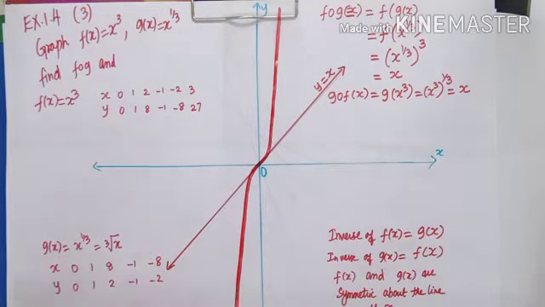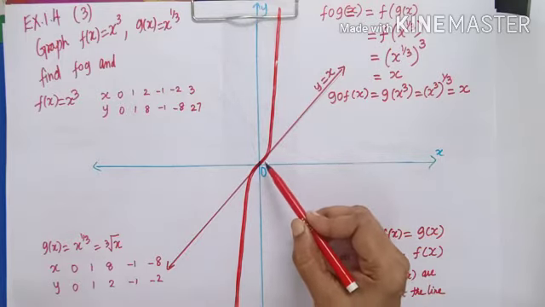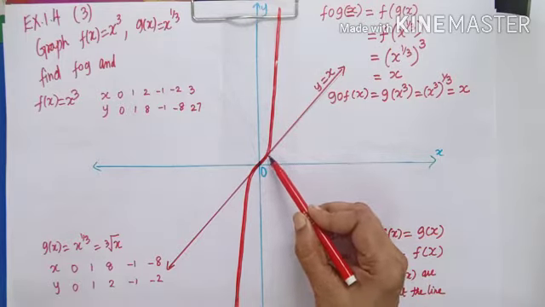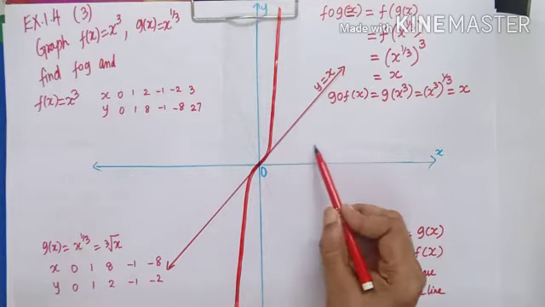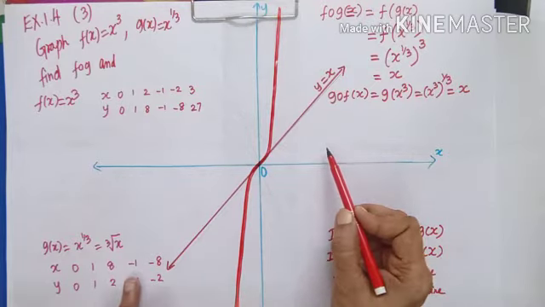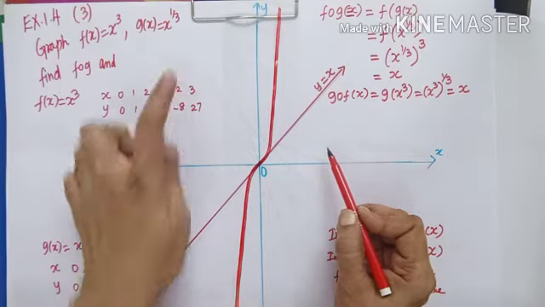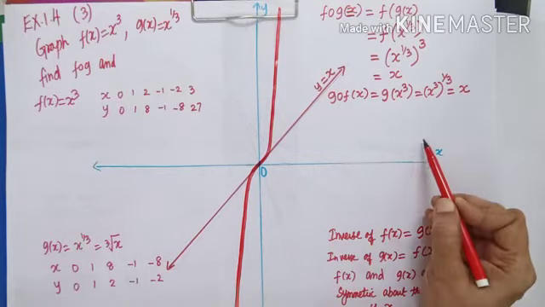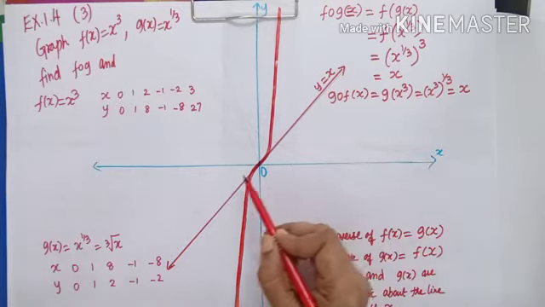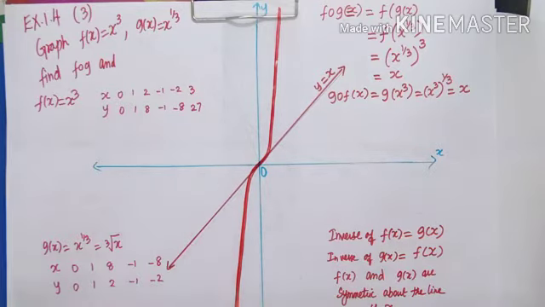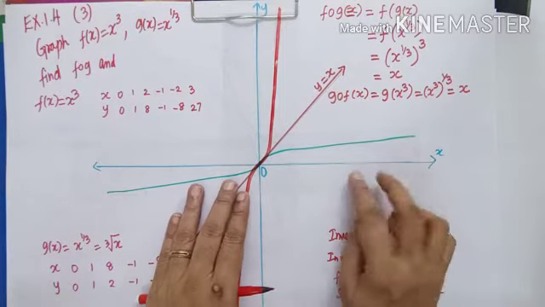When I plot this one: 0, 0, 1, 1, 8, 2. 8 will be somewhere here, 2 will be here. So 8, 2. And then when I put 27, it will be 3. So 27, 3 will be here. Same idea, so the diagram goes like this and it will go on down. So how the diagram will be? It will be like this.